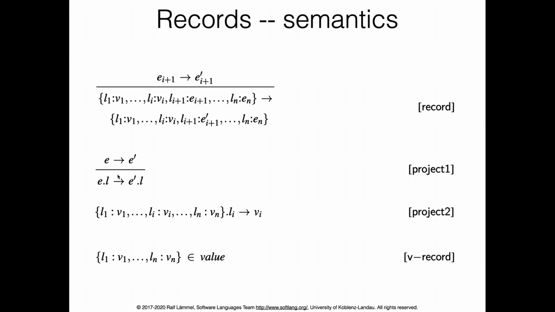Here, we just prepare projection and selection by first getting the expression into value form. And once we are in value form, we just take this selector here and pick out the appropriate value. And of course, a record where all the components are in value form is also a new value form. So this semantics is pretty straightforward.